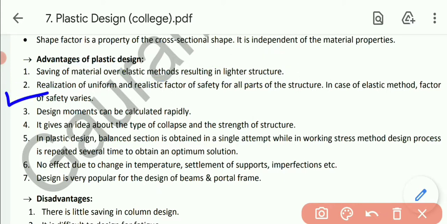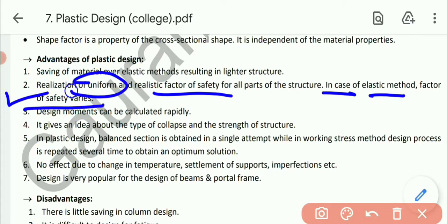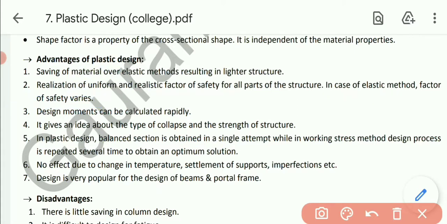Then, realization of a uniform and realistic factor of safety for all the parts of the structure. So it provides the factor of safety for all the parts of the structure. In case of the elastic method, factor of safety varies, while in this one factor of safety will always remain uniform. Then, design moment can be calculated rapidly. Design moment can be easily calculated within a shorter time.